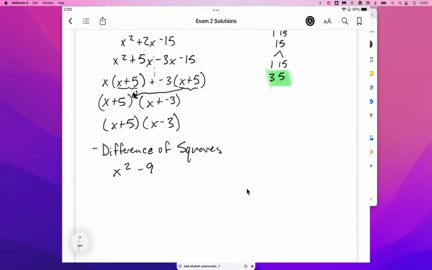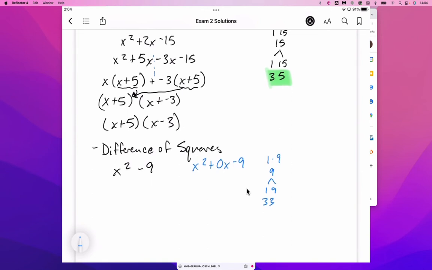Now, I'm going to write over here in blue on the side what's really happening there. We really have x squared plus 0x minus 9. And if we were to do the AC method, we would have 1 times 9, which is 9. Factors of 9 are 1 and 9, 3 and 3. And so we would ask, what could we use to make 0? It would be a plus 3 and a minus 3.